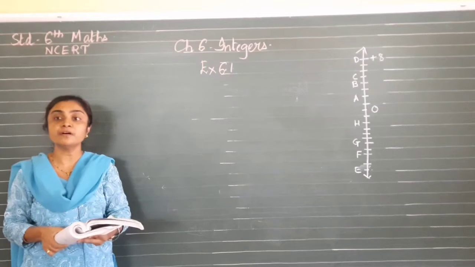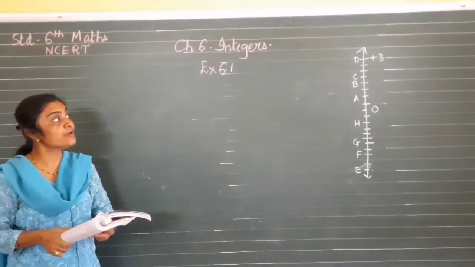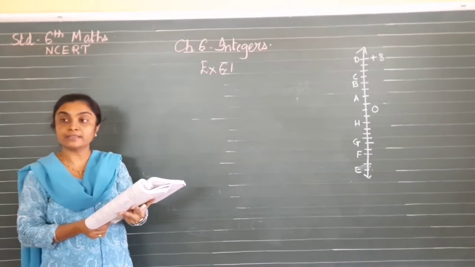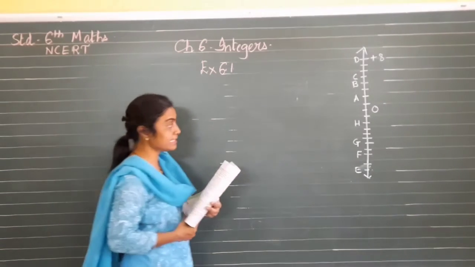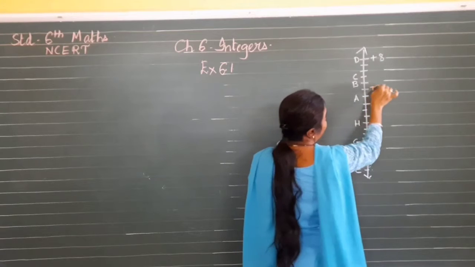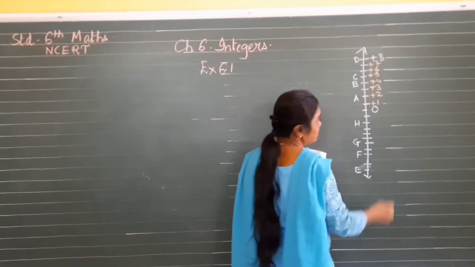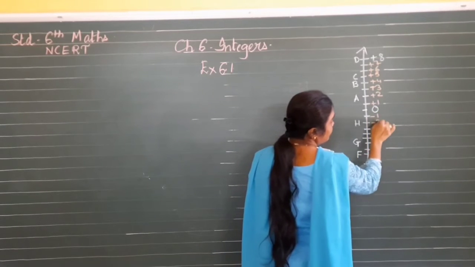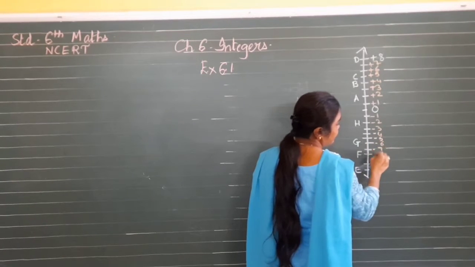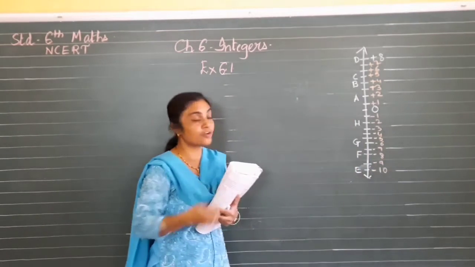Now let us see question number 4. The adjacent figure is a vertical number line representing integers. Now I have already drawn a number line over there, a vertical line. Observe it and locate the following points. Now let us write down the first points. Here is 0. So here will be plus 1, plus 2, plus 3, plus 4, plus 5, plus 6 and plus 7. Same way here 0. So minus 1, minus 2, minus 3, minus 4, minus 5, minus 6, minus 7, minus 8, minus 9 and minus 10. So I have written all the numbers along with their alphabets.